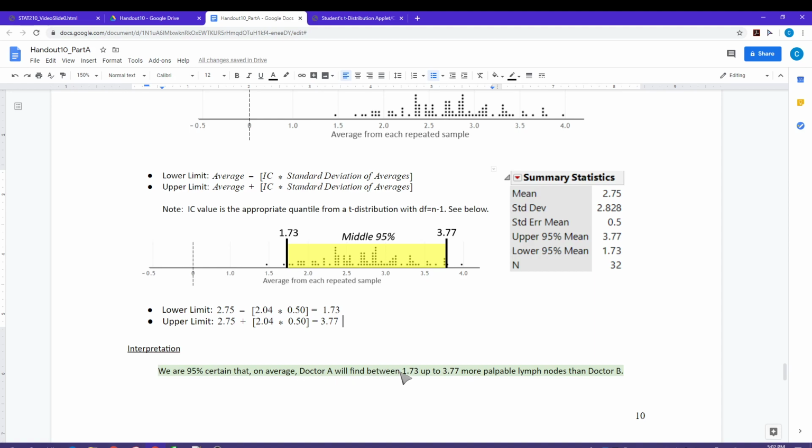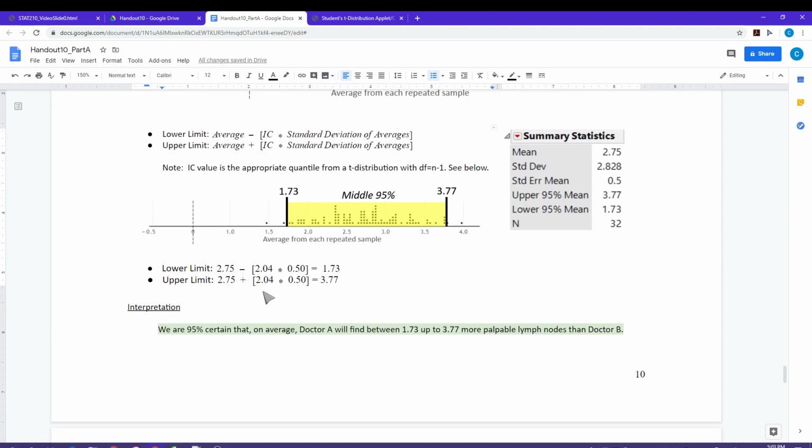Now, Dr. A is finding more here because that's how the differences were computed. The differences were computed as Dr. A minus Dr. B. So if I have a positive difference, a difference bigger than 0, that means Dr. A is finding more. I've marked 0 here. 0 would indicate that there's no difference. This confidence interval clearly stays above 0, which means Dr. A is finding more than Dr. B. How much more is given by these endpoints.